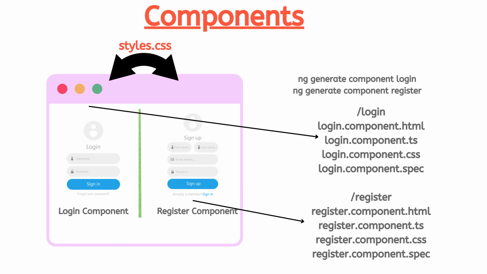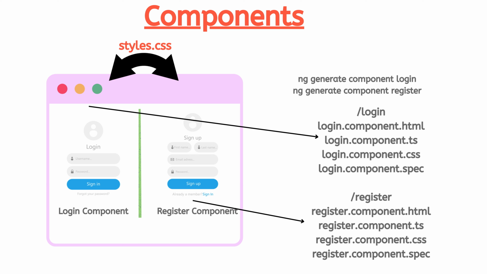For global CSS, there is one more file at the root folder called style.css. That is the global file and it will apply to any component. But whatever CSS we add in login.component.css will override the global CSS. So that's how it works.